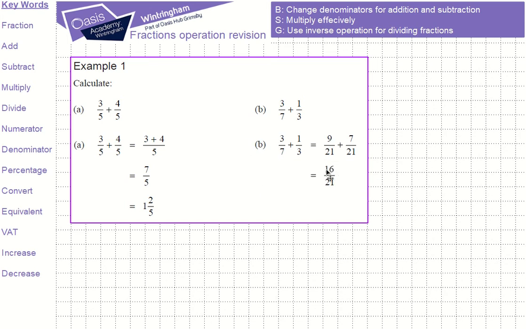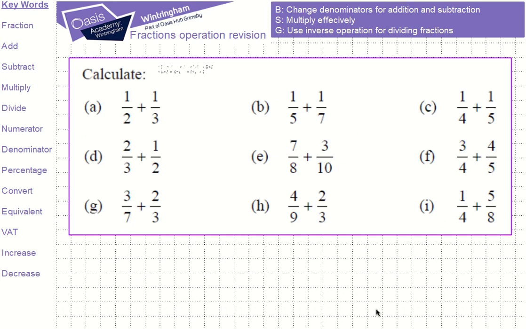And the next bit of working out, we're adding these two numerators together because now our denominators are the same. So 9 plus 7 is 16, and it's over 21. And this can't simplify because there's no number that divides into 16 and 21 apart from 1. So 16 over 21 is our final answer. Pause the video, make sure you've got these two examples written down, and then press play when you're ready to see the questions.